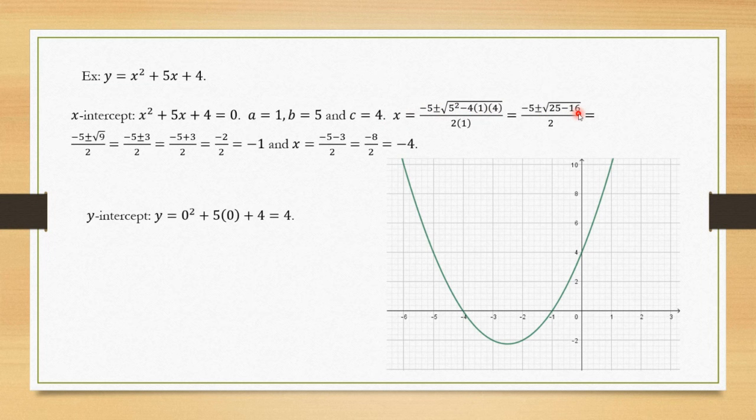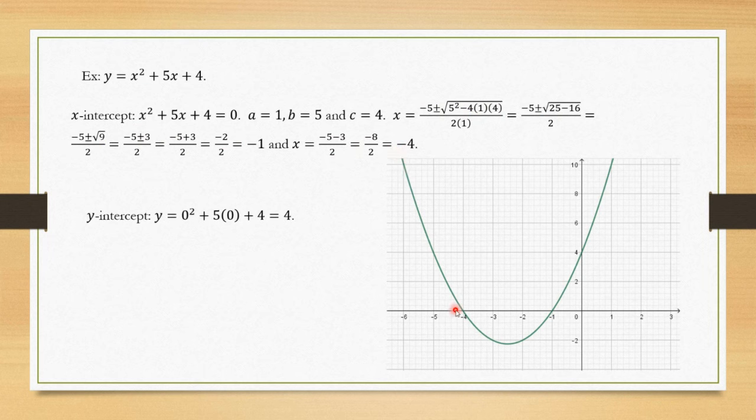That's 25 minus 16, which is 9. And hopefully you remember that the square root of 9 is 3. But again, we have two solutions here, because this is plus or minus. We have negative 5 plus 3 over 2, which is negative 2 over 2, negative 1. The other solution is, instead of addition, you have minus, and that becomes negative 8 over 2, which is negative 4.